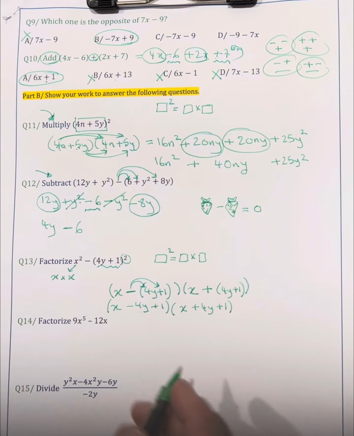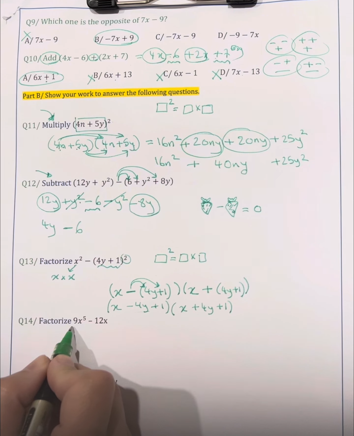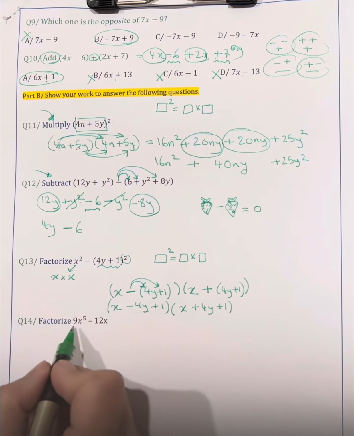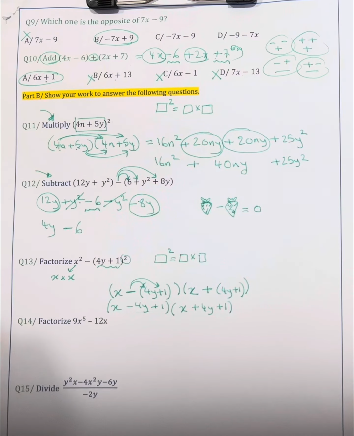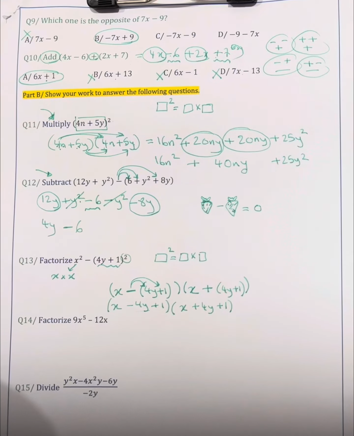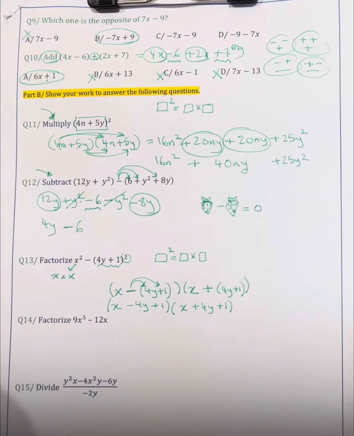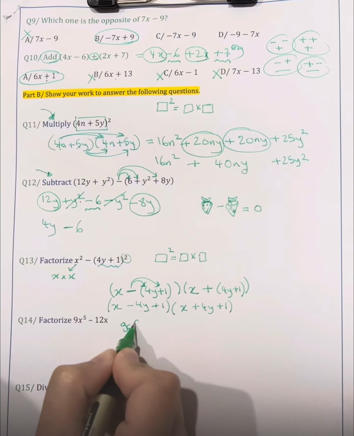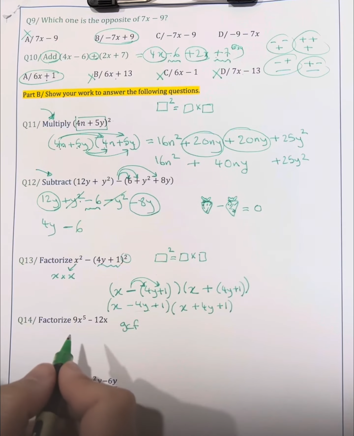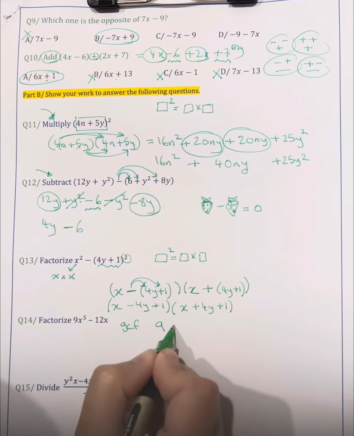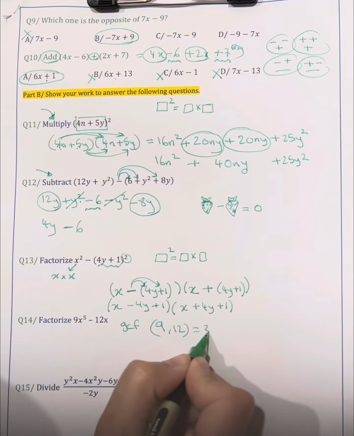Question 14. The question is asking me to factorize. First of all, 9 is what times what? 3 times 3. X power 5, do we have a factor that exactly I have the same number when I multiply it? No. So what do we do here? I have to use GCF. Whenever I cannot open it, I don't get exactly the same number or same exponent, I have to use GCF. Okay. The GCF between 9 and 12 is 3.